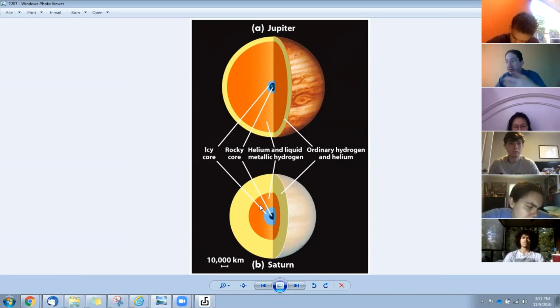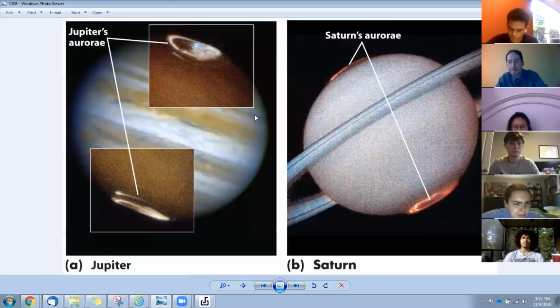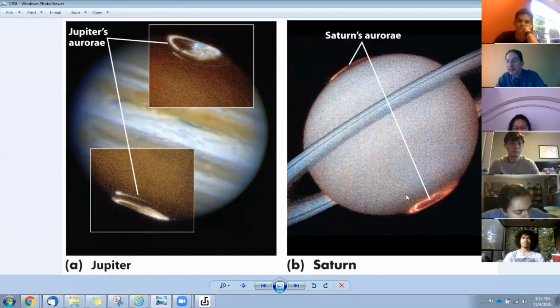In the case of Saturn and also Uranus and Neptune, it'll be about as strong as Earth's. Nothing comparable to Jupiter's, which has all this material to work with. But, you know, Earth has a strong magnetic field, so Saturn will have auroras. And here you see it in the ultraviolet, and here's Jupiter on the left.